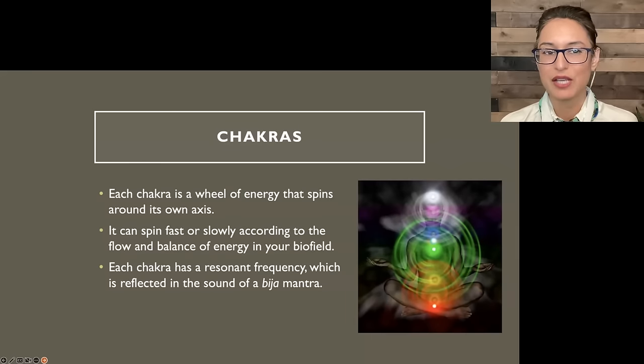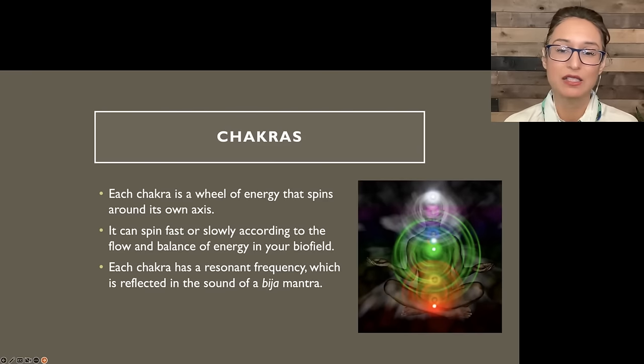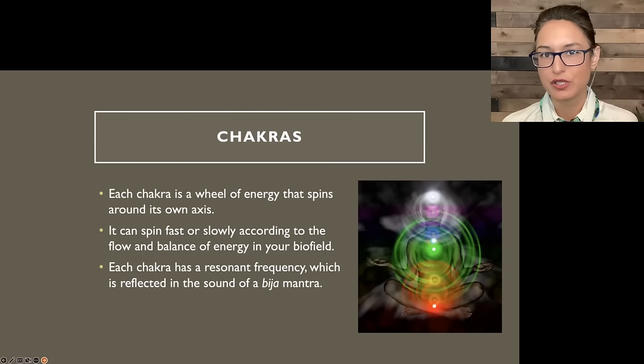Each chakra is a wheel of energy that spins around its own axis. It can spin fast or slowly according to the flow and balance of energy in your biofield. And this is why, when we talk about chakras being in balance or out of balance, one person's chakra imbalance may look very differently from another's. It has to do with whether there's more energy going in or not enough energy going in, whether there's too much versus not enough. And the pattern that it ultimately expresses in the physical world is also dependent on the relationship of the flow of energy in that chakra to the other chakras.